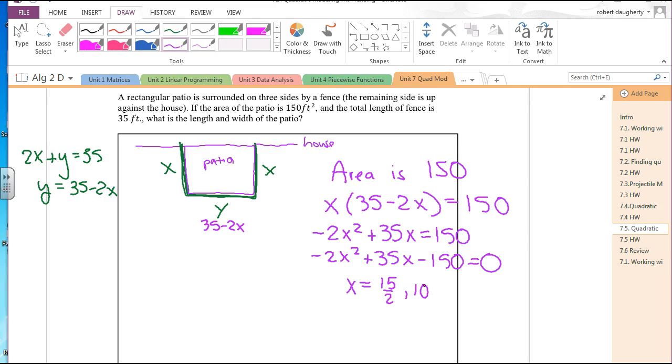So it means my patio can be either 10, 10, and 15, or 7.5, 7.5, 20, okay? So there are two different dimensions that make this work. So your patio is either, if it's 15 halves, you have 15 halves by, if I plug this in, 35 minus 15, that's 20. So it's 15 halves by 20, or it's 10 by 15. Okay. Yeah, both of those work.